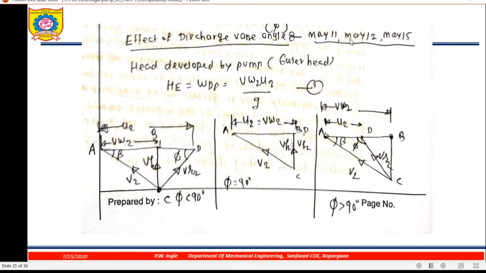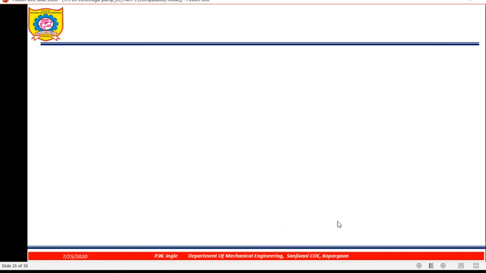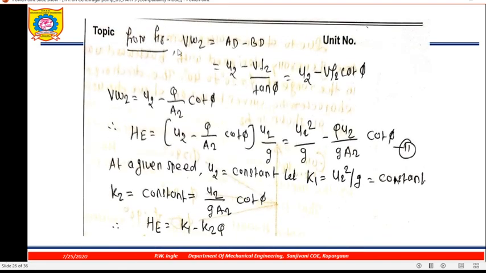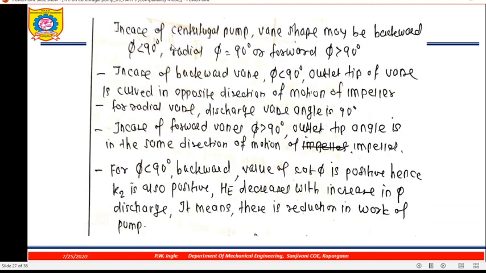This was asked in May 11, May 12 and May 15. The head developed by the pump, that is the Euler head, is VW2 U2 by g. These are the velocity triangles for phi less than 90, phi 90 and phi more than 90. From the figure, VW2 equals AD minus PD. Just go through the equation and you get the idea.